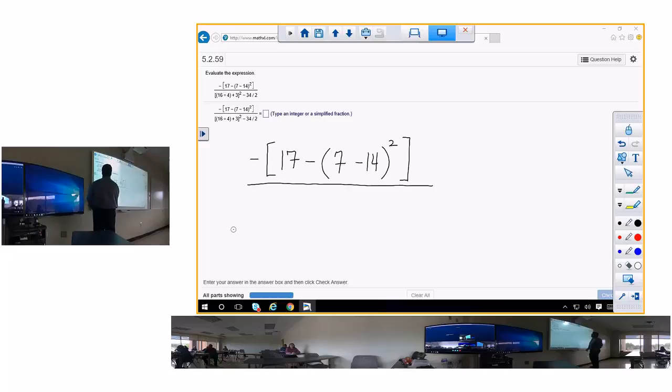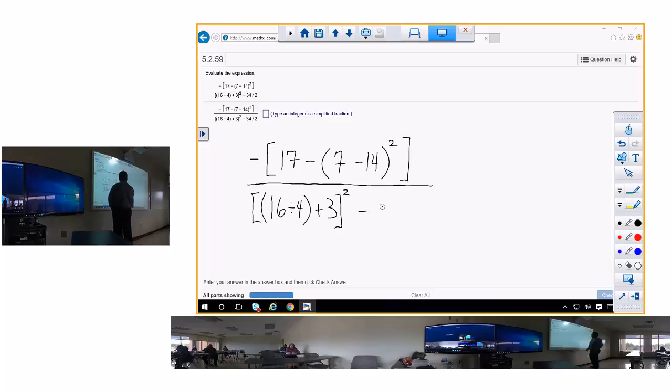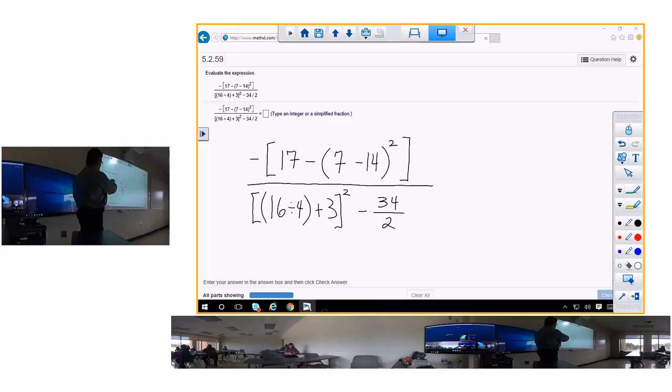If you're going to rewrite the question, you got to do it exactly. So, bracket, parenthesis, 16 divided by 4, plus 3, close bracket, square, minus 34 over what? 2. Now, I'm going to leave it big there for a second or two, so y'all can see it, and then I'm going to shrink it.